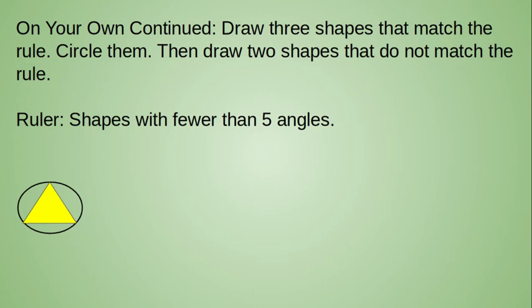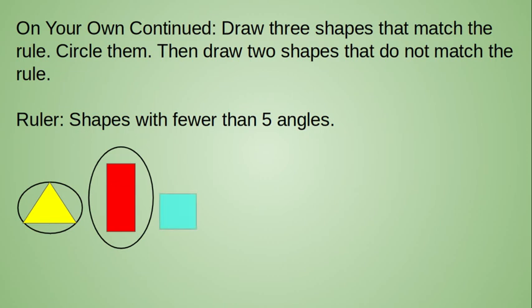All right, what other shapes have less than 5 angles? A rectangle. A rectangle only has 4 angles. Go ahead and draw a rectangle next. And then also put a circle around it because it matches the rule. Let's see, one more shape we need because we needed to draw 3 shapes. Well, less than 5 angles, a square. A square is another type of quadrilateral that only has 4 angles. So draw a square for your last shape that matches the rule and put a circle around it.